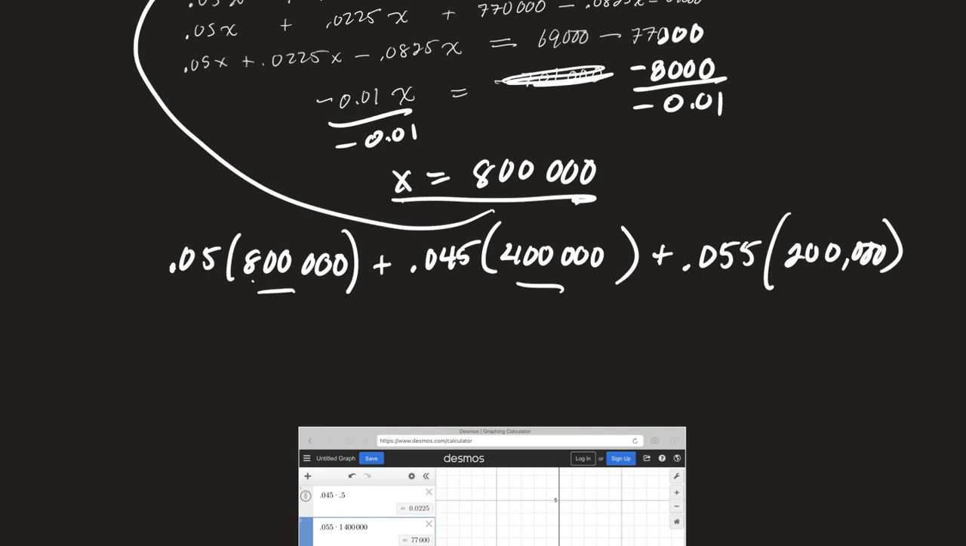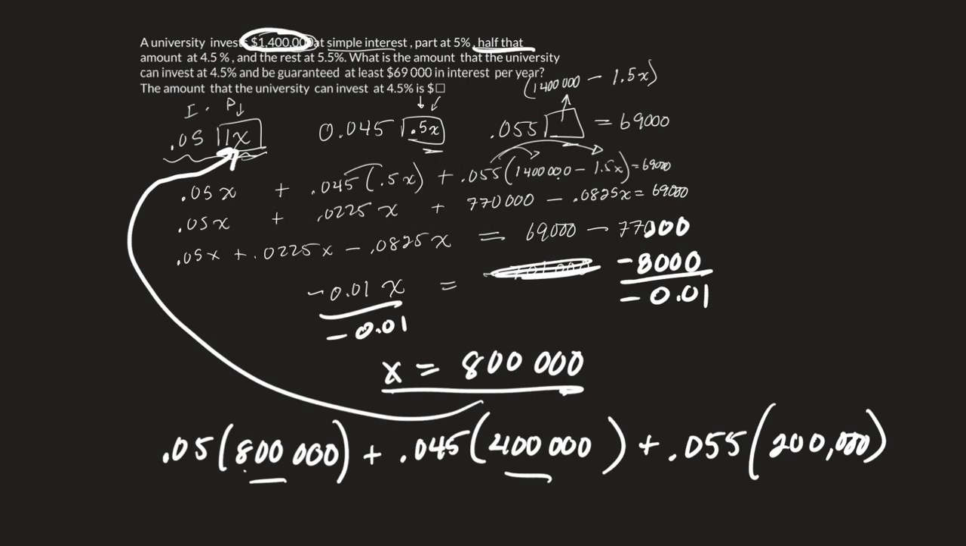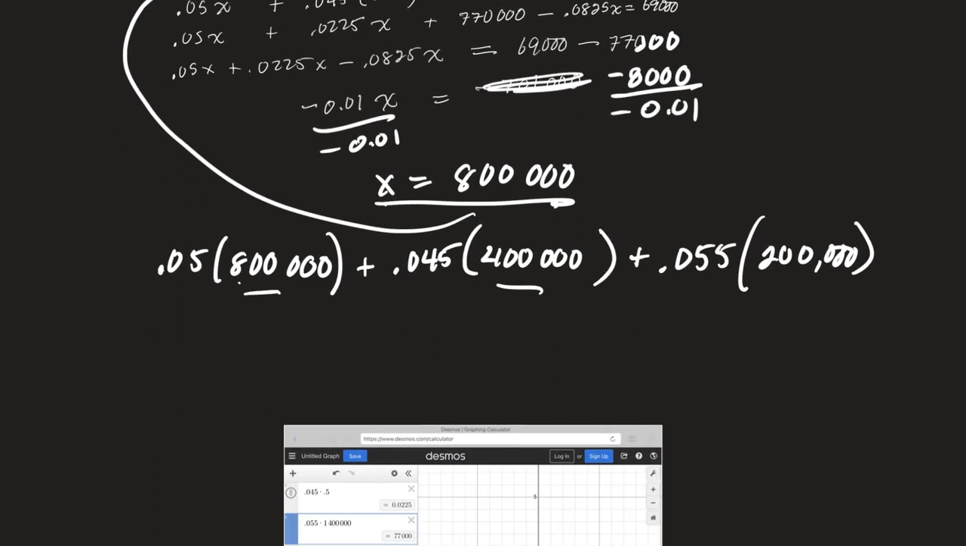So the question asks how much can they invest at 4.5%? The answer would be that right there. They'd invest half of what they invested at x, so 400,000.